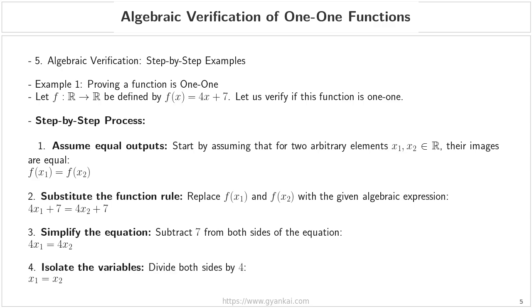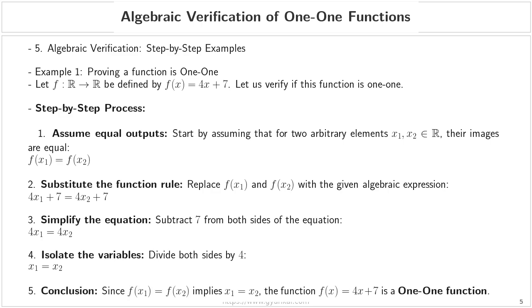Fourth, we further isolate the variables by dividing both sides of the equation by 4. This simplifies the expression down to x₁ equals x₂. Finally, we reach our conclusion. Because our assumption that the outputs were equal, f(x₁) = f(x₂), led us strictly to the conclusion that the inputs must be equal, x₁ = x₂, we have formally proven that the function f(x) = 4x + 7 is a 1-1 function.